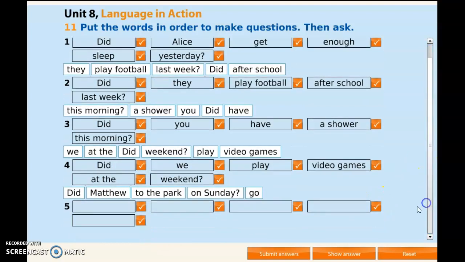Number 5 now. We start with did. Again, the person. The person is Matthew. This is a name, okay? So did Matthew, we need the verb now, go, and where, to the park. Did Matthew go to the park, when, time at the end, on Sunday? Did Matthew go to the park on Sunday?